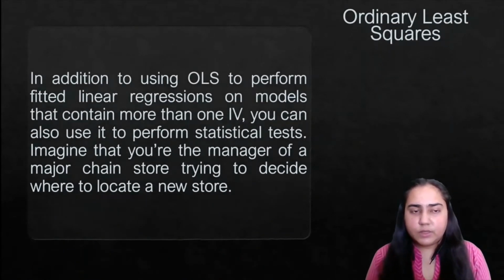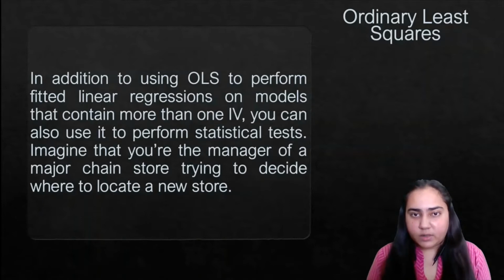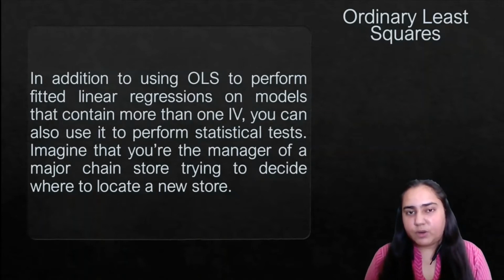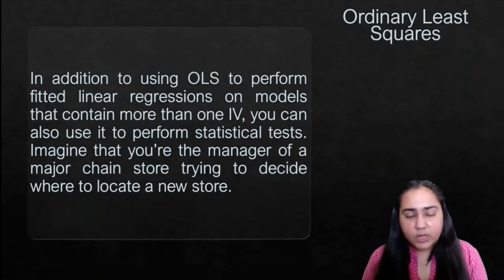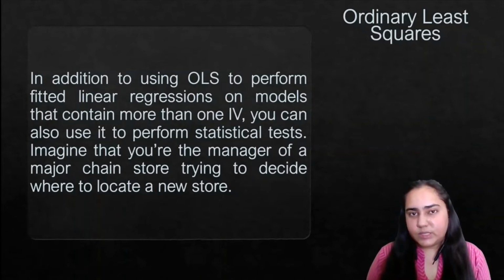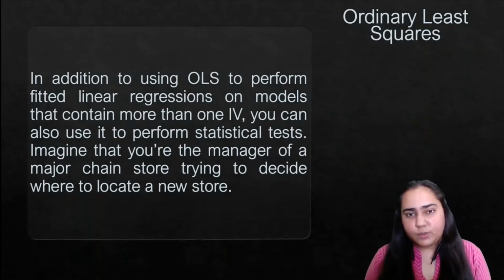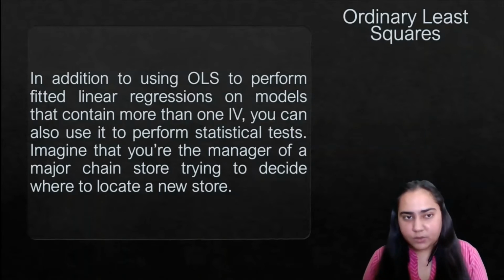Now, in addition to using OLS to perform fitted linear regressions on your models that contain more than one IV, you can also use it to perform statistical tests. So you can use this type of regression not just to predict things, but also to perform statistical tests like a hypothesis test, which you will be seeing in the next video, or the video after that, where you will be studying how exactly this statistical test works when you are working with linear regression.